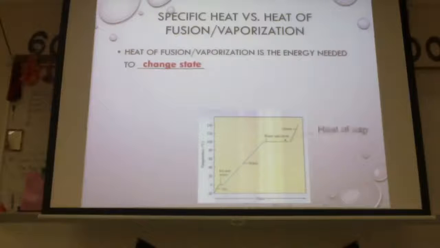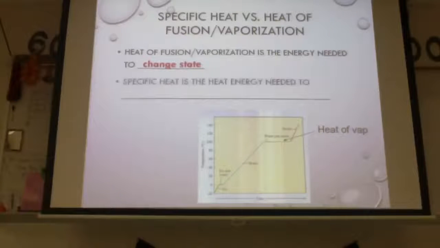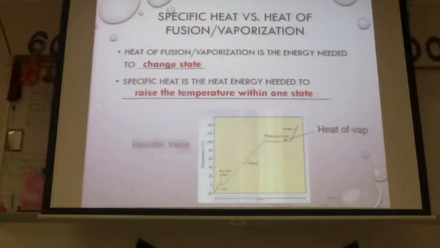Alright, when there's a flat line, you are using the heat of vaporization, or for down here, it would be the heat of fusion. Now, specific heat is the energy needed to do what? Go up 1 degree Celsius. Raise the temperature within one state. So we're using specific heat on the diagonal lines. On the horizontal lines, you're using molar heat. Diagonal lines, you're using specific heat. So diagonal lines use mCΔT.